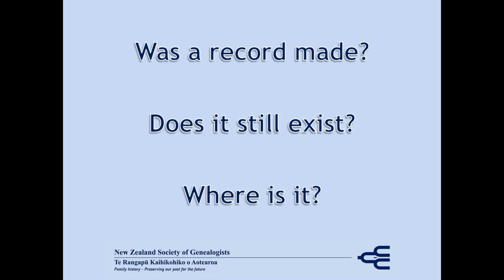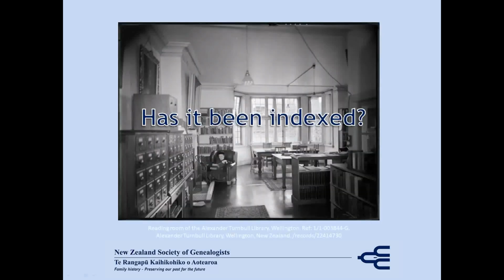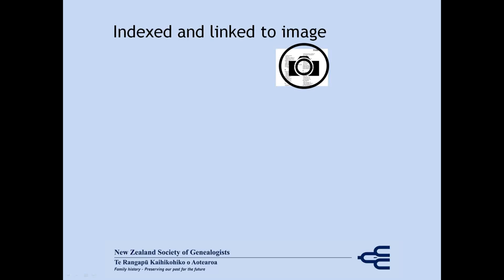Not all records are online. And even if you think you've got all the records online, you need to go and double check that they are all there. Which leads us to the next question. Has it actually been indexed? Not all records that are online have been indexed. They fall into three broad categories.